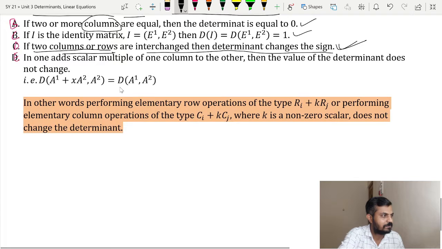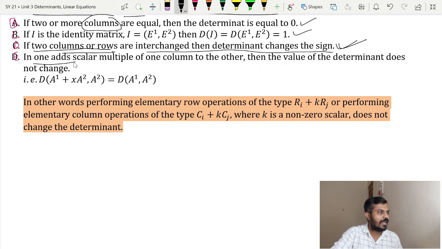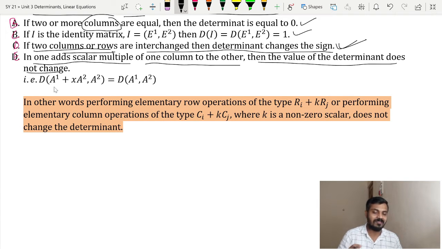Now moving towards the next property: if one adds a scalar multiple of one column to the other, then the value of the determinant does not change. This is a very important property, and you will not believe how helpful it is in solving many examples in competitive exams, because a bigger matrix will be given to you and they will ask you to find the determinant. Finding the determinant of a 2 by 2 and 3 by 3 matrix is easy. But what about a bigger matrix like a 4 by 4 or 5 by 5 matrix? It becomes really difficult. But this property simplifies that.